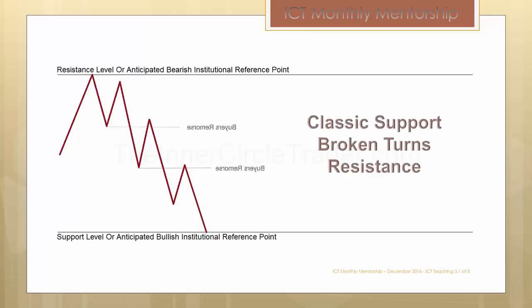When we have this, in the marketplace, what we're seeing is the classic support broken turns resistance. Every time price moves back to an old low, what's actually happening is referred to as buyer's remorse. The buyers at the previous short-term low that saw a short-term pop in their favor, then eventually saw the market break below that low they bought at, when price gets back to that level, they're remorseful for buying it, so they bail.